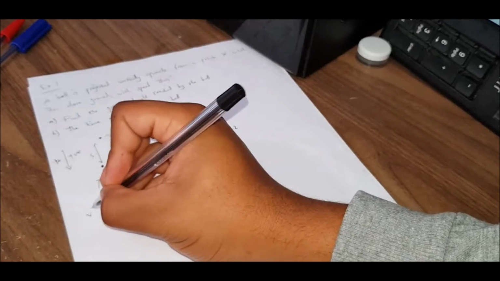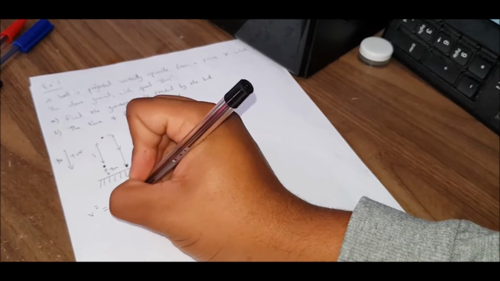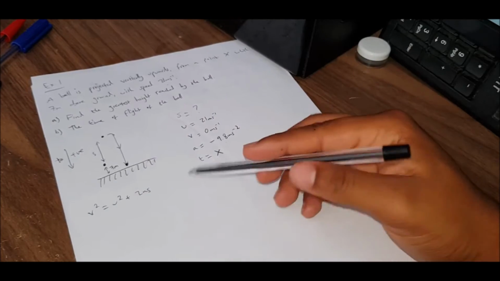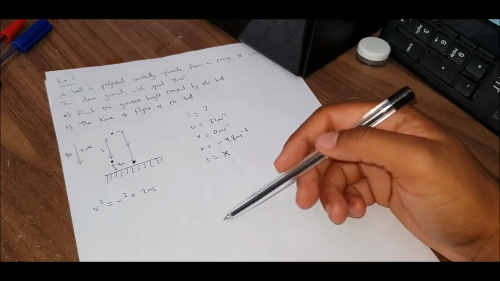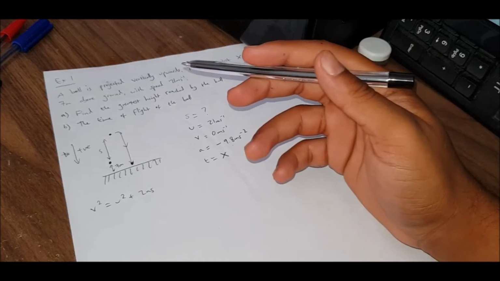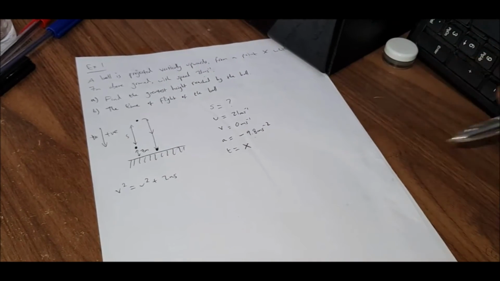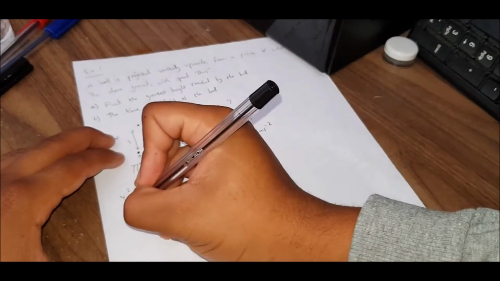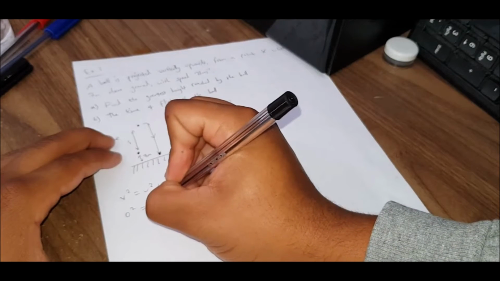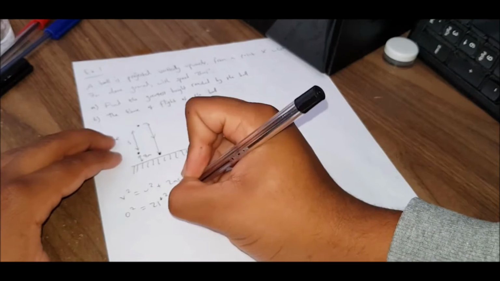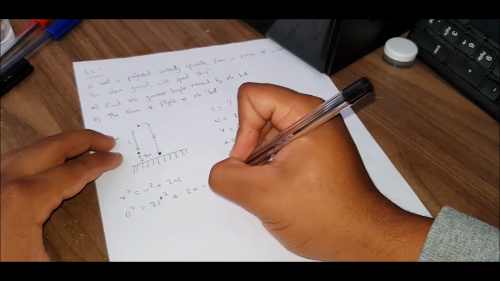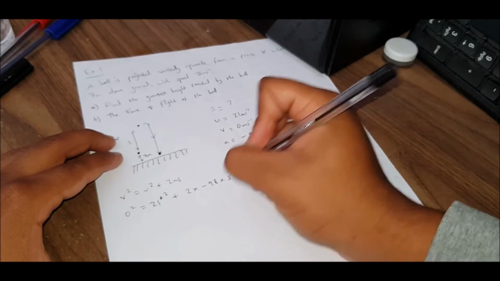Okay, let's do this then. So, let's consider the equation v squared equals u squared plus 2as, because we don't have a time, and time's not considered in this equation. So therefore, we are going to use this. Let's plug in all the values. So what we have is 0 squared equals 21 squared plus 2 times minus 9.8 times s.